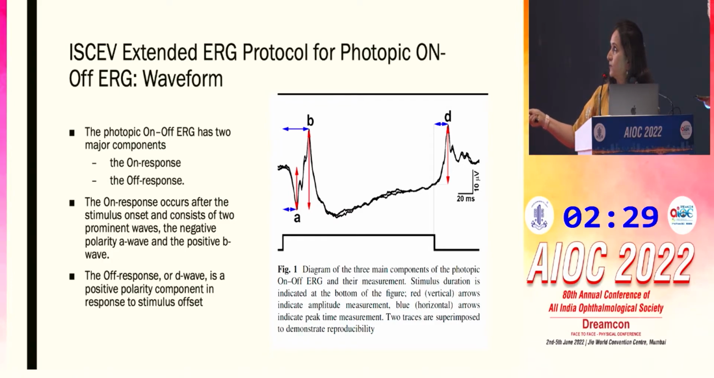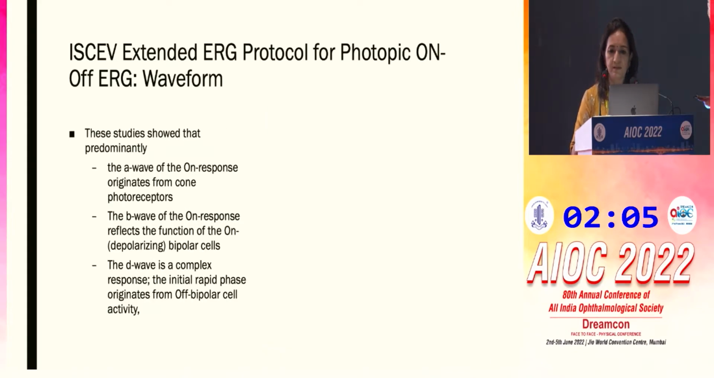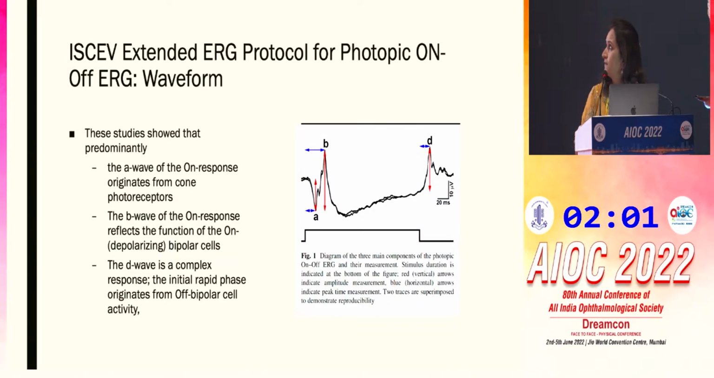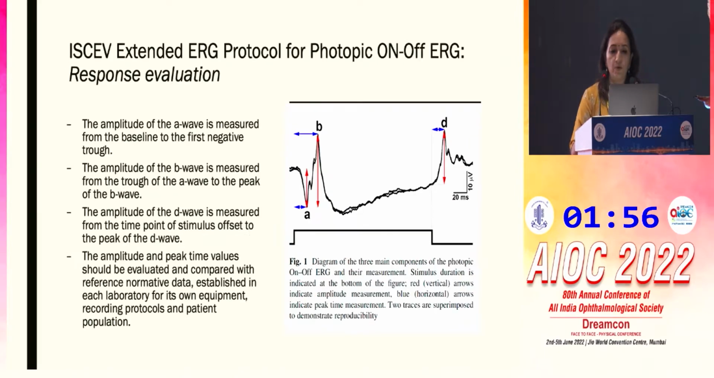It has three components. One is the A wave, then the B wave, and there is a third wave called the D wave. This complex of A and B wave comes from the on bipolar pathway, and this complex comes from the off bipolar pathway. So till now the ERGs were telling us whether it is the cones, the photoreceptors or the bipolar cells. This extended protocol is telling us whether it is the on bipolar cells or the off bipolar cells. So this is the origin. The A wave is known to come from the photoreceptor cells, the B wave from the on bipolar pathway, and the D wave from the off bipolar pathway.